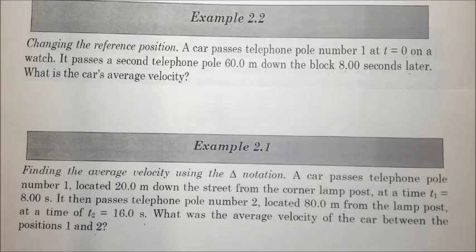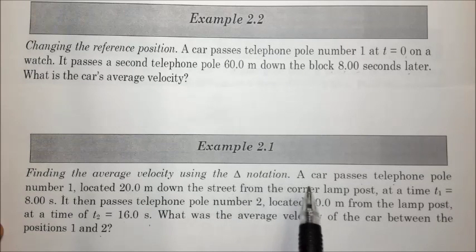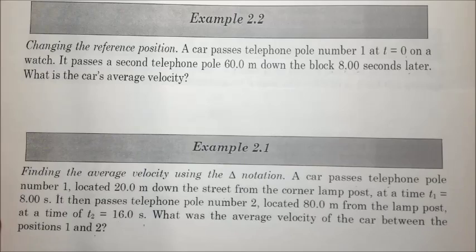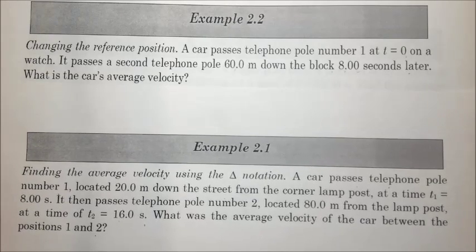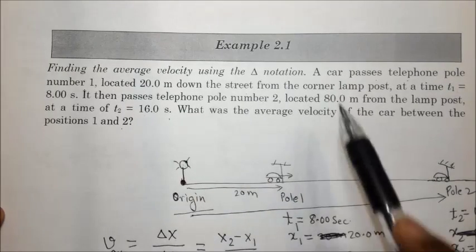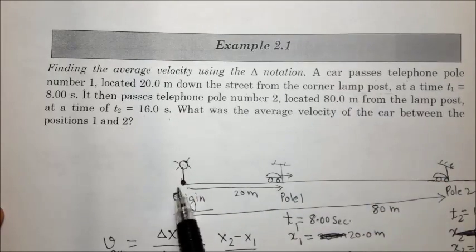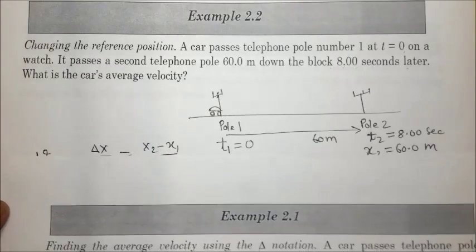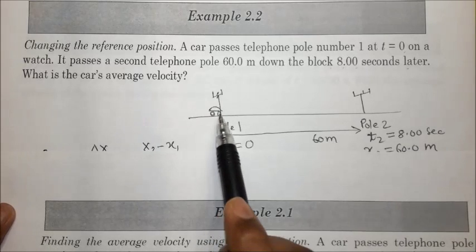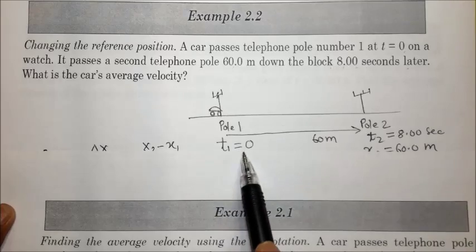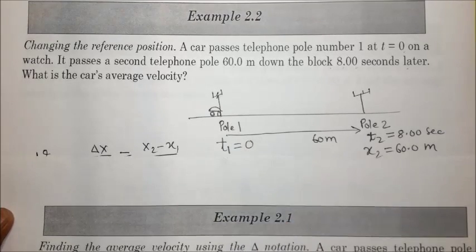If you see the example 2.1, which we did earlier, the reference position has been changed. They are same problems but with different reference position. In this one the starting position was the lamp post, and from here we are measuring the things. In this example the starting position is the first pole, and from here we are measuring all the things. So time is 0 here.